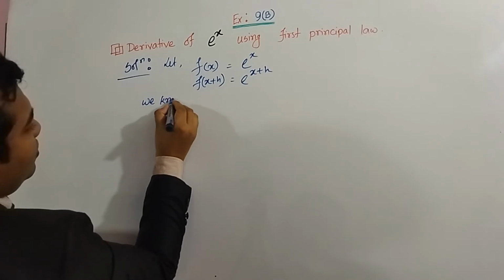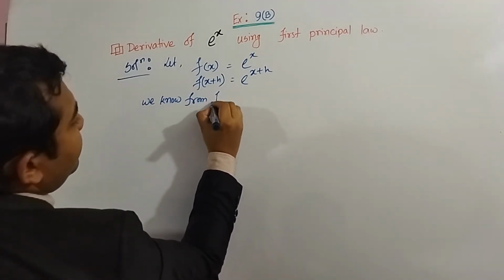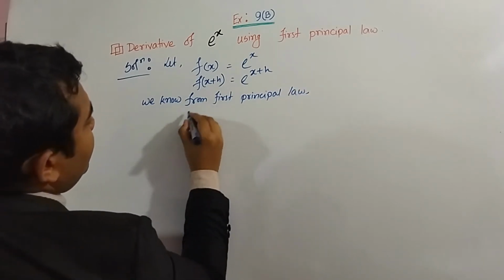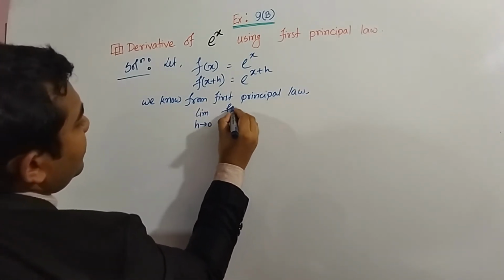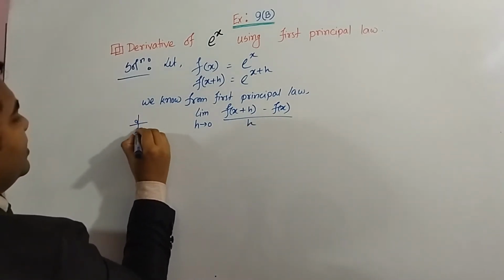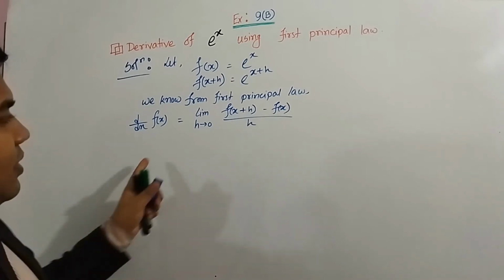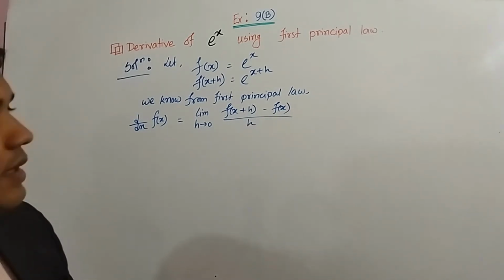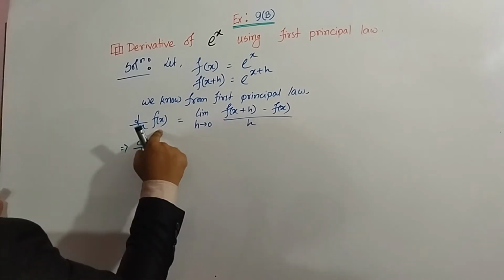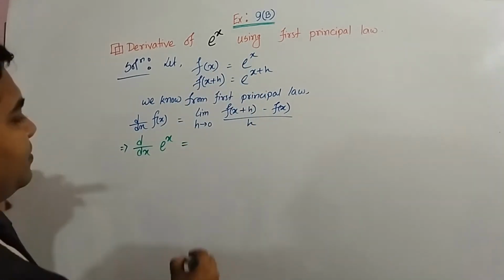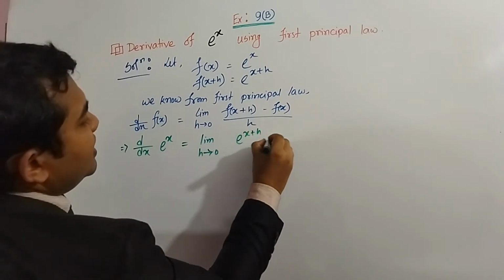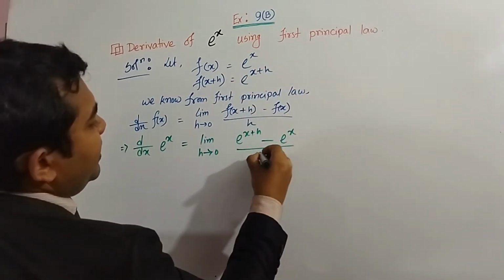We know from first principle law that it is the limit h tends to 0, f of x plus h minus f of x divided by h, which is d/dx of f of x. Okay, we already know all of this part. Just putting it down: d/dx of f of x equal to e to the power x is equal to limit h tends to 0, f of x plus h, that is e to the power x plus h, minus f of x, that is e to the power x, divided by h.